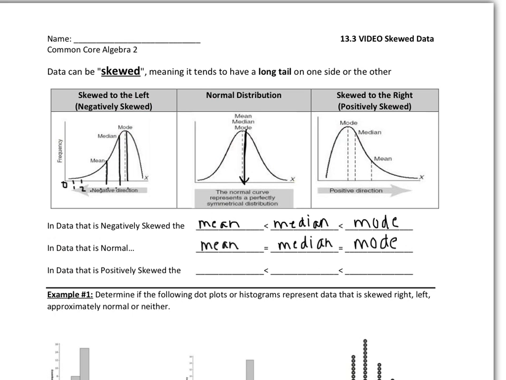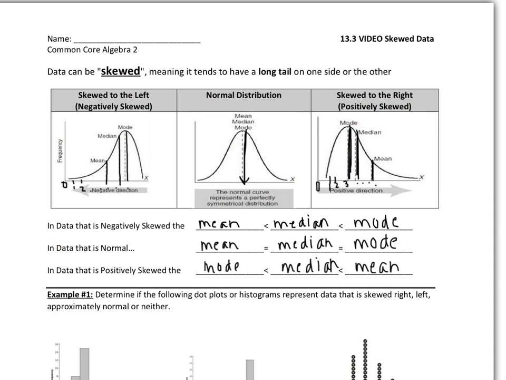Now the last part is data that is skewed to the right, or positively skewed. So look, the mode would be the smallest now, then the median, and then the mean. Remember, it starts at 0 and it goes 1, 2, 3, 4, and so on, or whatever the scale is. So the mode would come first, which would be the smallest, then the median, and then the mean. So we have mode is smaller than the median, which is smaller than the mean.